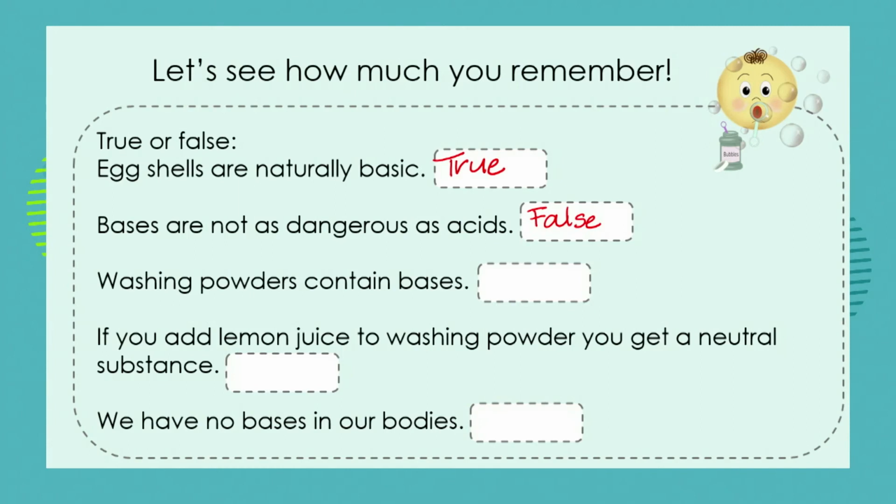Washing powders contain bases. That is true. They contain possibly a little bit of hypochlorite in some washing powders, but otherwise sodium hydroxide, and therefore they are basic. If you add lemon juice to washing powder, you get a neutral substance. Is that true or is it false? Now, from what you have learned over our last few lessons, we have acids in lemon juice, we have bases in washing powders, and when we add them together, we get a neutral substance.